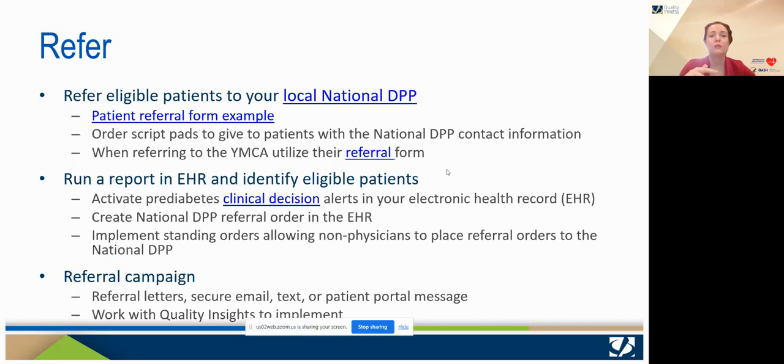We have a patient referral form example here for you to use. We highly recommend the use of things like script pads, or if there is a National DPP that you are choosing to refer to, such as the YMCA of Delaware, utilizing their referral form, which we have linked here. We want to, again, encourage people to run reports in the electronic health record and identify eligible patients, to use that prediabetes ICD-10 code, and then to actively be referring.